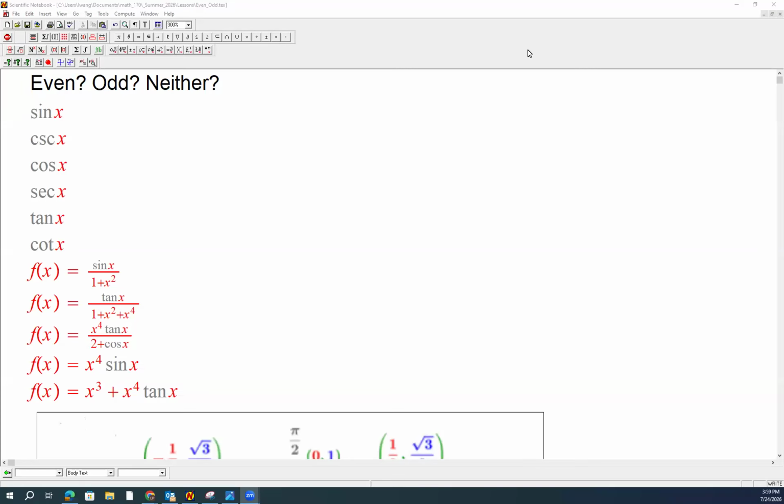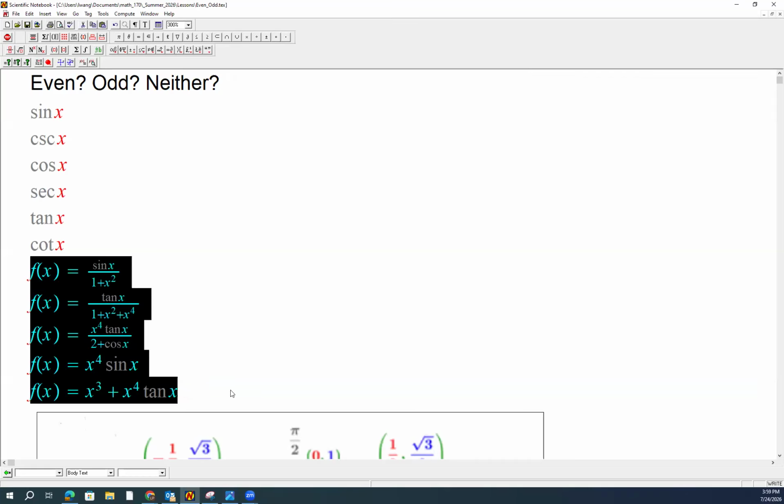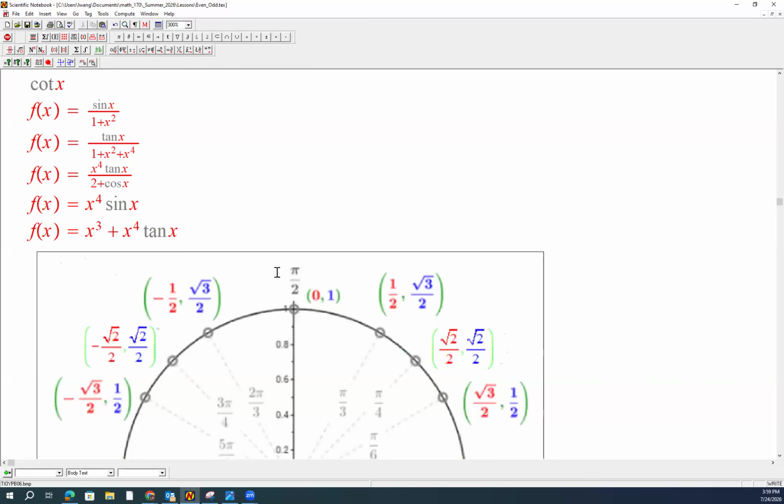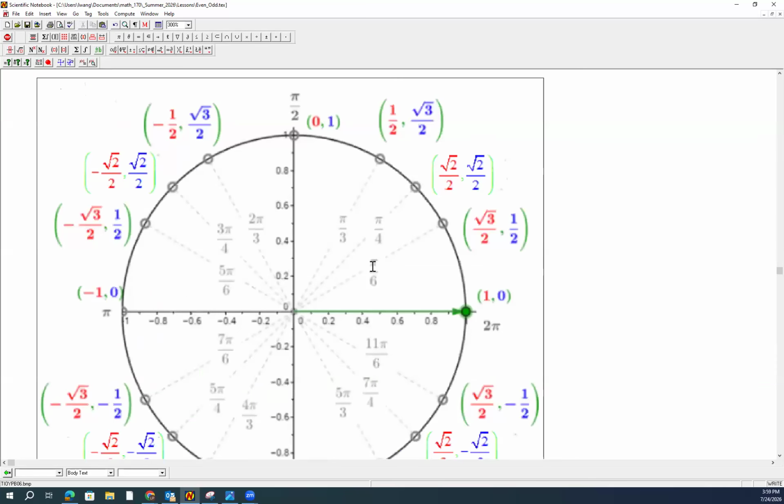Hello, everyone. In this lesson, we're going to determine the even odd functions. These questions are selected from a calculus text, okay? First, we're going to review even odd functions in two different ways. One is using the unit circle.